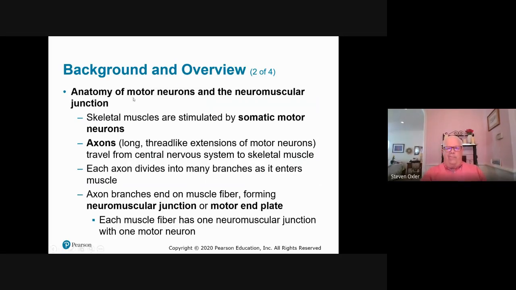When the motor neurons meet the muscle fiber, this is called the neuromuscular junction. We know it as the motor end plate. Each muscle fiber has one neuromuscular junction and one motor neuron. So when the nervous system meets the muscle system, it's called the neuromuscular junction, otherwise known as a motor end plate.